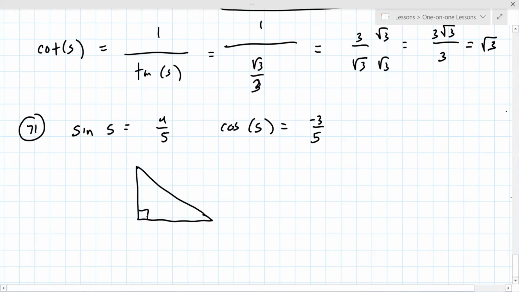A little more of a wrinkle to this one to help you is that sine is opposite over hypotenuse, cosine is adjacent over hypotenuse, and tangent is opposite over adjacent. So the cosine of this s right here is adjacent over hypotenuse. The sine of s is opposite over hypotenuse. So it's 4 over the 5.